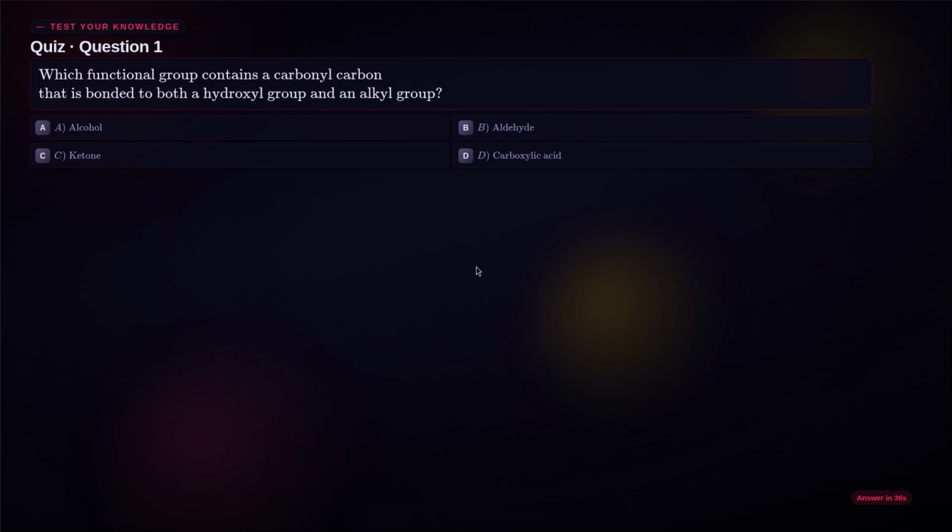The correct answer is D, carboxylic acid. The carboxyl group RCOOH has a carbonyl carbon bonded to both a hydroxyl group and an alkyl group, giving carboxylic acids their unique acidic properties.